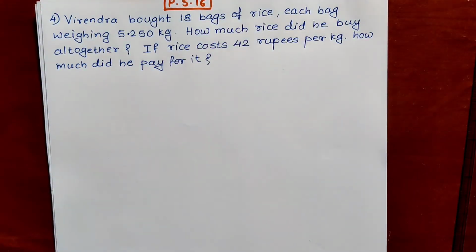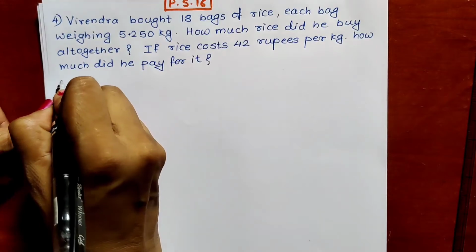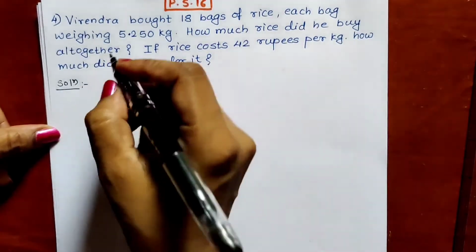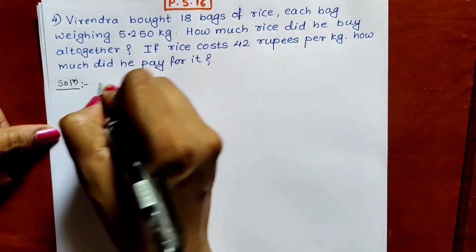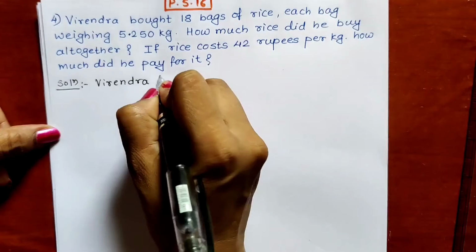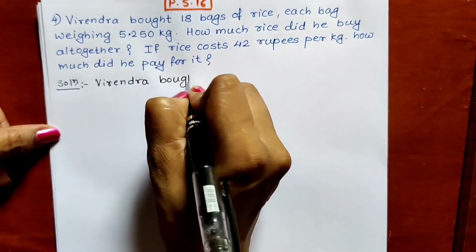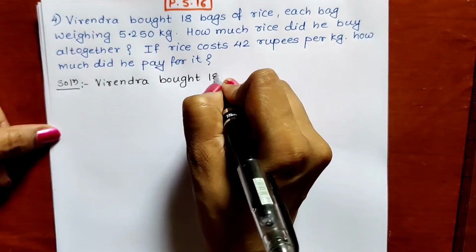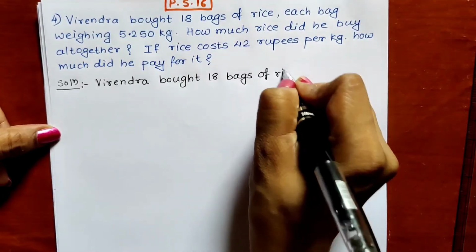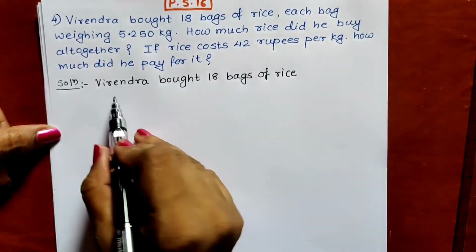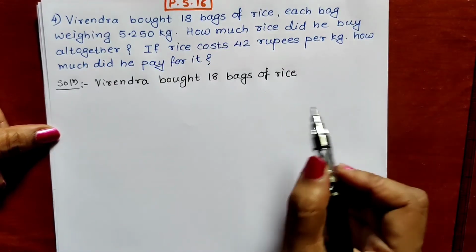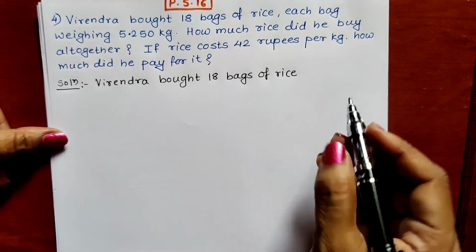I have written my question as it is. Now we have to solve. That's why we have to write the solution. Virendra bought 18 bags of rice. See children, this is a word problem, so writing statements in the solution is very important. You have to write all these statements in the solution. Okay.